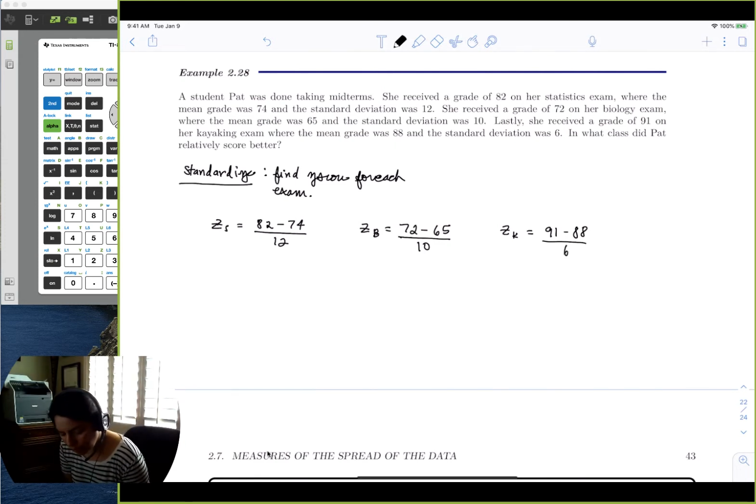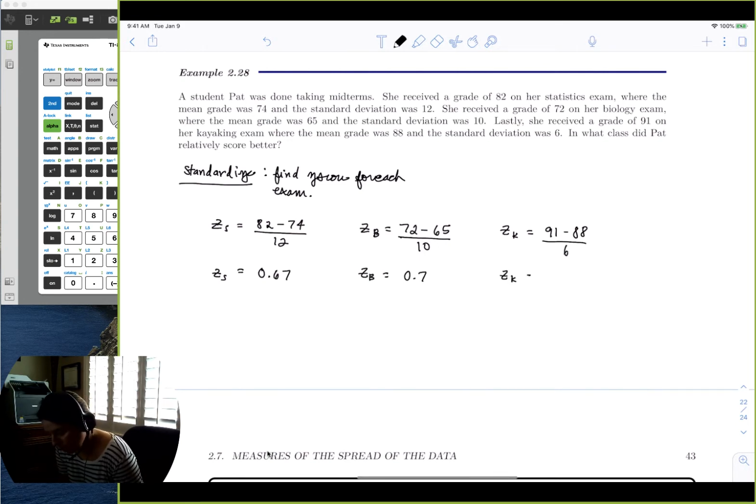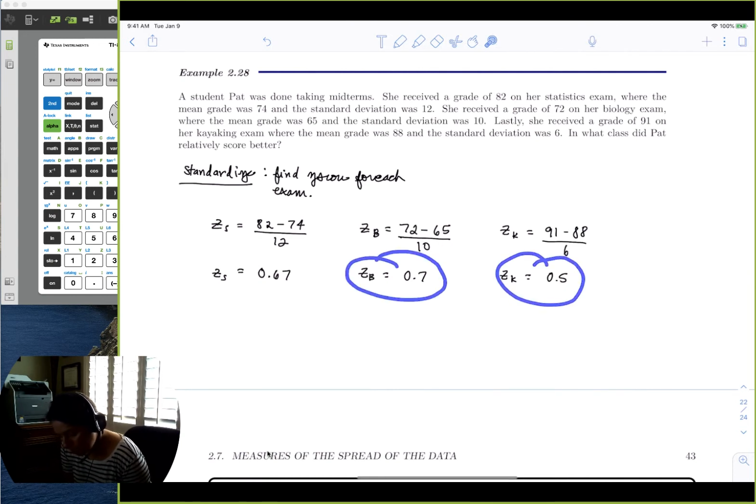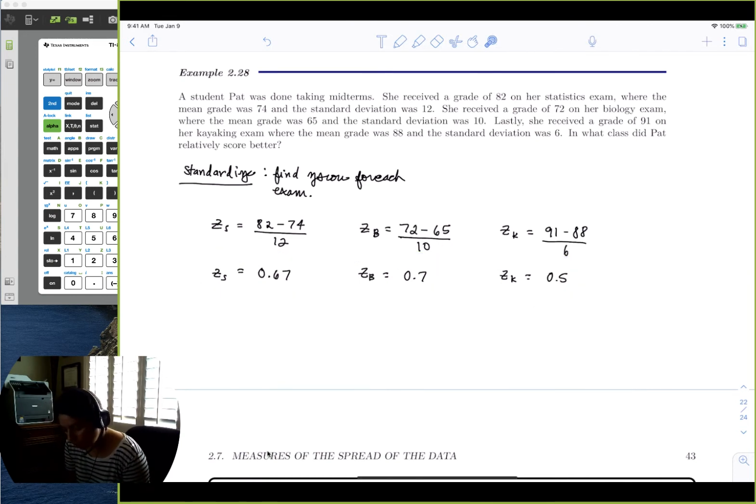Okay, so if I just put these in the calculator, I'll get 0.67 for the stats class. The z-score for the bio exam will be 0.7. And the z-score for the kayaking will be 0.5. So if I look at all these three values, which one is the farthest to the right? Which z-score now has the highest distance from the mean?